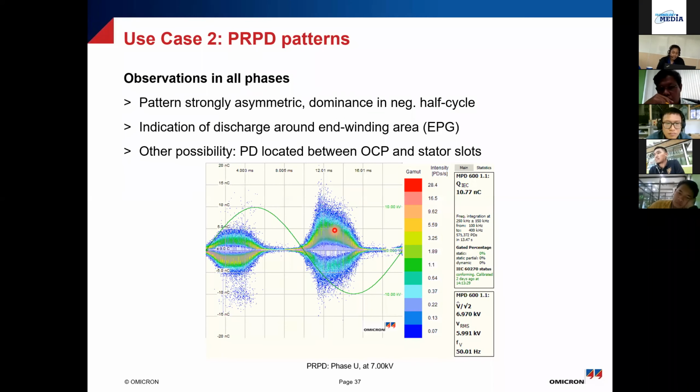And the pattern indicated that there is a PD between the outer corona protection and stator slots. As I said, you have these stator slots at the bottom, and they cannot be 100% uniform. So you have this outer corona protection, which is trying to make the field uniform. The most common failure for outer corona protection is mechanical abrasion on it. So this indicated that there is a PD there, and it also indicated maybe there is PD in the end winding area, in the end winding potential grading.